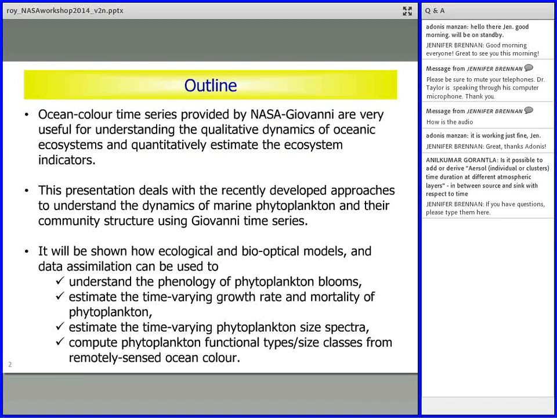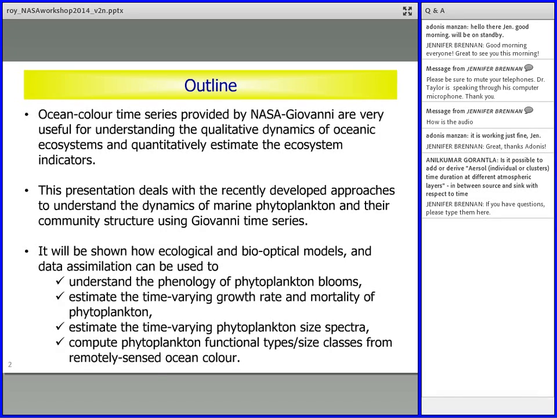So as we know, ocean color time series provided by the NASA Giovanni are proving to be very useful for qualitative and quantitative research on oceanic ecosystems. In this presentation, I will talk about the methodologies and approaches that we have developed recently to understand the dynamics of marine phytoplankton and their community structure using Giovanni time series.